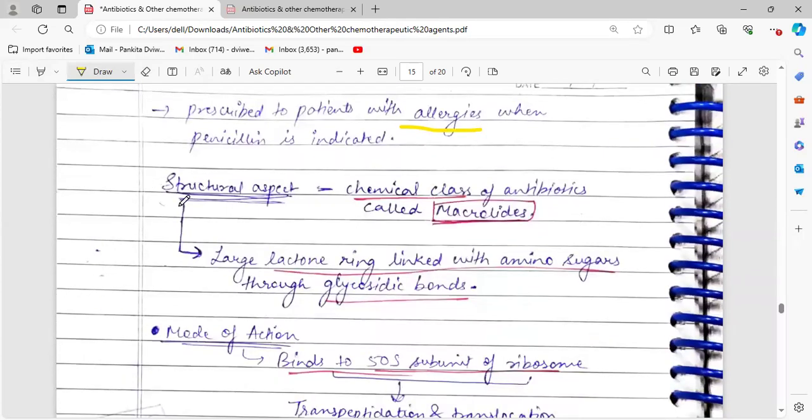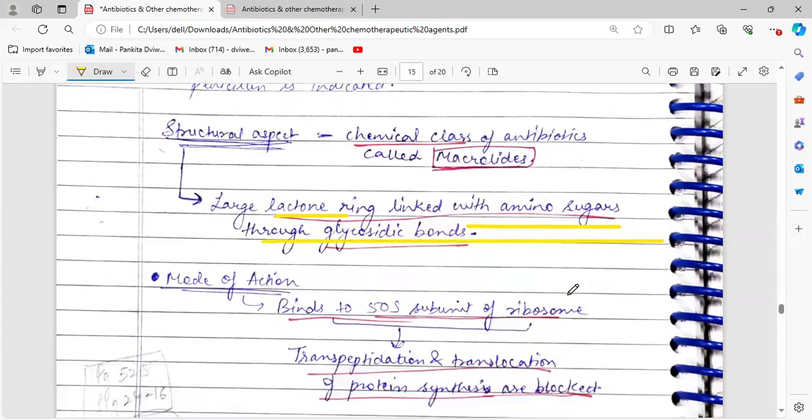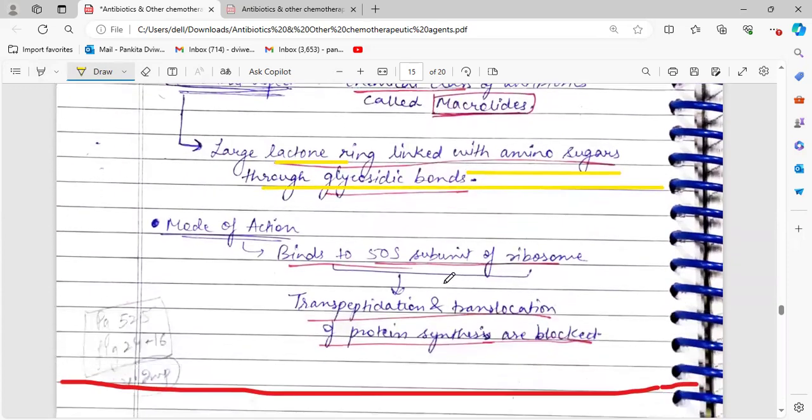The structural aspect of erythromycin includes a large lactone ring that is linked with amino sugars through glycosidic bonds. The mode of action of erythromycin includes binding to the 50S subunit of the ribosome, and due to this binding, transpeptidation and translocation of protein synthesis are blocked. So this is it for this video. I hope it helps. Thank you so much.